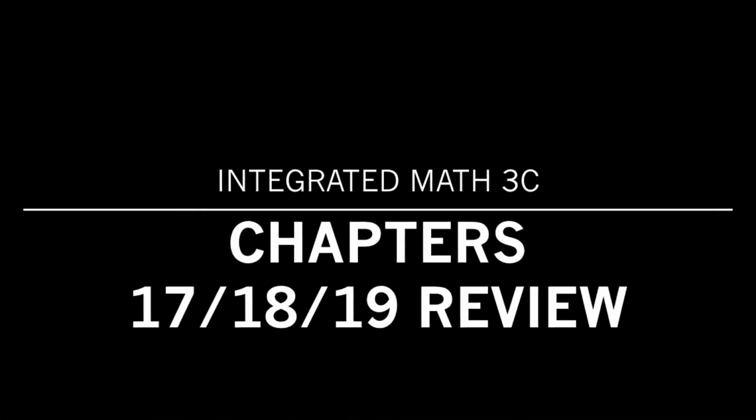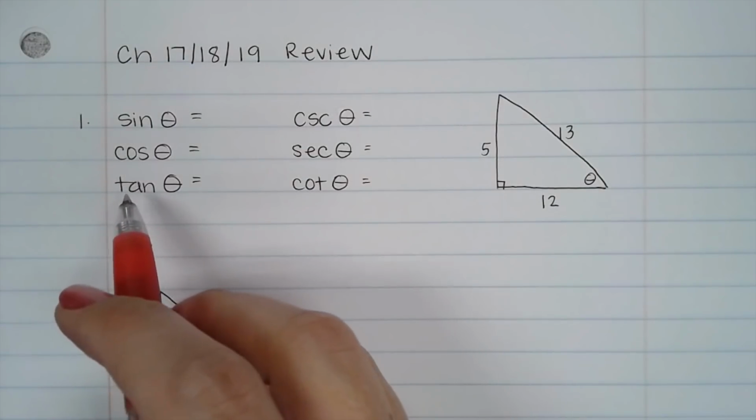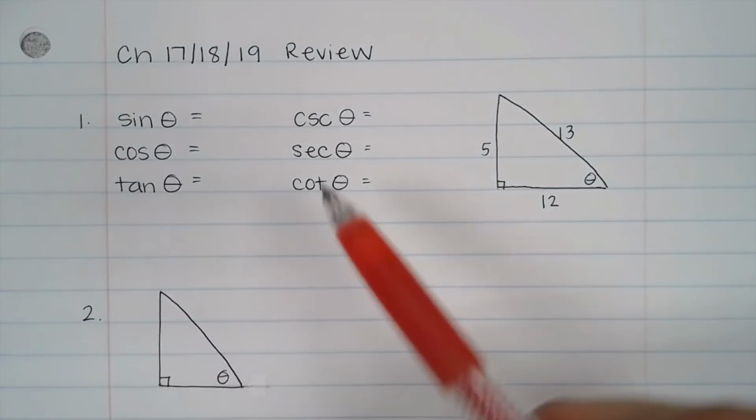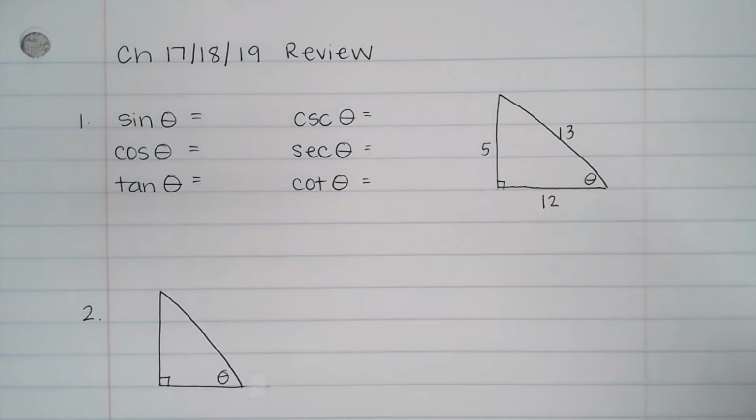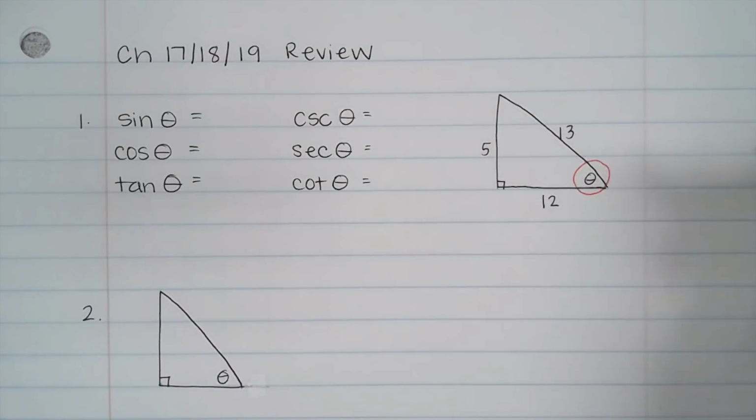Today we're working on the review for the Chapter 17, 18, and 19 test that's coming up this week. Question number 1 asks us to identify the sine, cosine, tangent, cosecant, secant, and cotangent of the reference angle theta. So remember, it's helpful to start by circling your reference angle. And then for this one, we're finding all 6 of them.